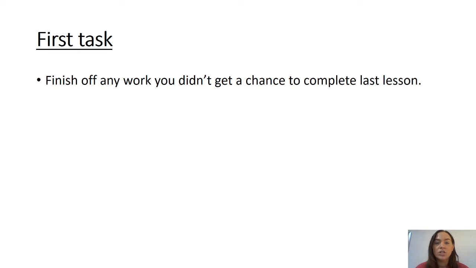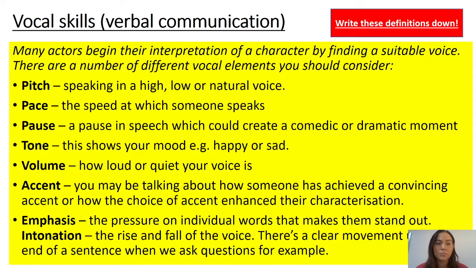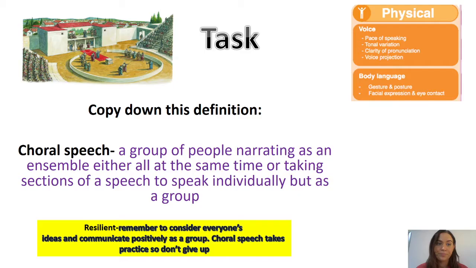So just a bit of a recap of what the work was. The first thing you'd need to do is to write down the different vocal skills and verbal communication skills we went through. So you need to make sure you write the definitions down, so the key words of the vocal skills and also the definition. You can write this down either as a poster, a mind map, or just as a list, and you can make it quite colourful to make it stand out for you if you want.